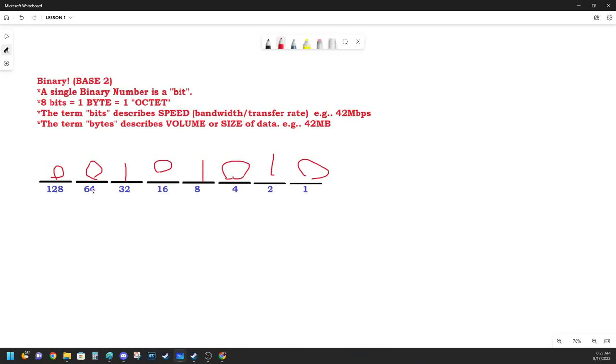Zero means that you don't have this. You don't have a 128 or a 64. The one means that you do have it. So in this case, you have a 32, you have an 8, and you have a 2. So this binary number, the ones being placed in the specific places that they are, just means that this is 32 plus 8.